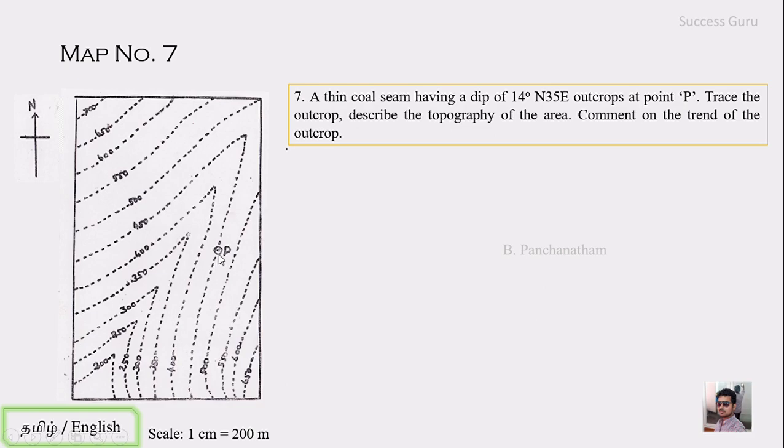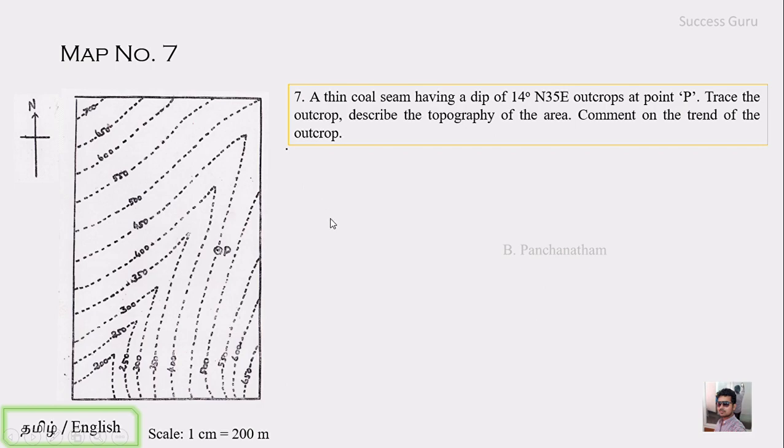which is mentioned as the location of the outcrop, and here is a scale which is 1 centimeter is equal to 200 meter, right? So this is what is given, and in the question they have mentioned 14° north 35 east, right? So when they mention 14°, this is the dip amount, and north 35 east is the dip direction. Okay, so here they have given the dip amount and dip direction of the coal seam, and what we have to do is trace the outcrop all along the map.